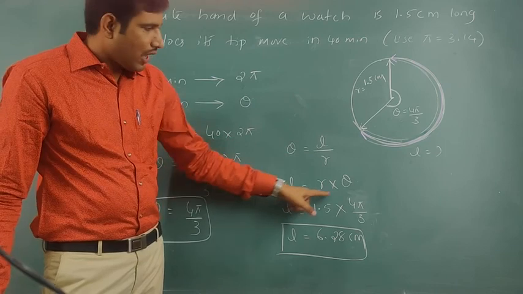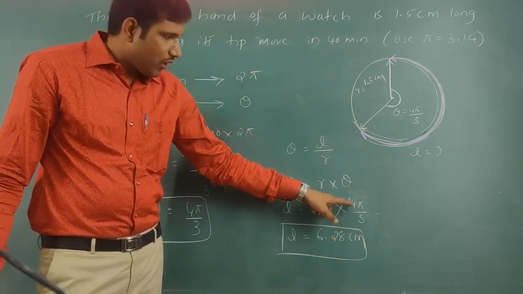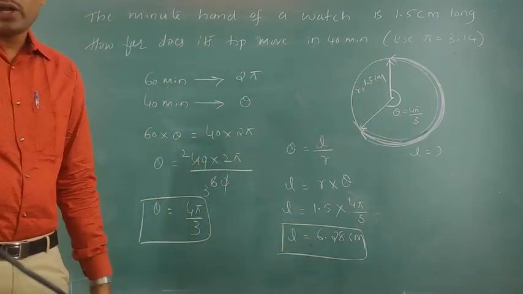So then what is L? R into theta. R value is 1.5, theta is 4 pi by 3. Now substitute pi as 3.14. We get L as 6.28 centimeters.